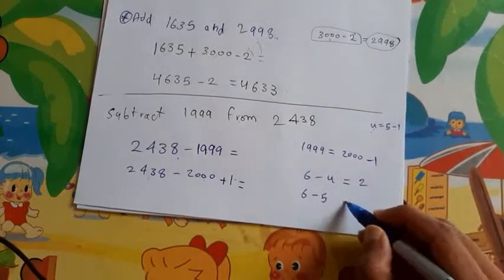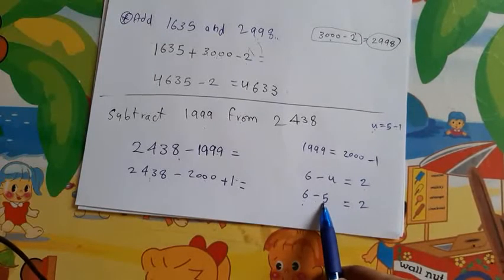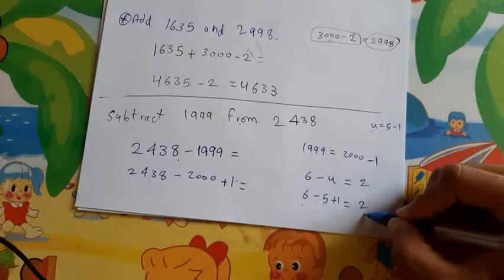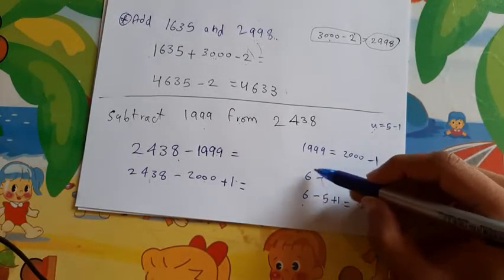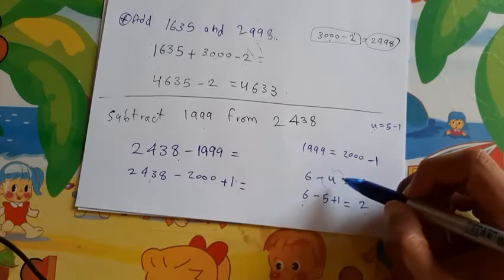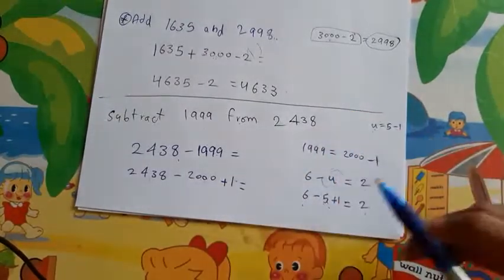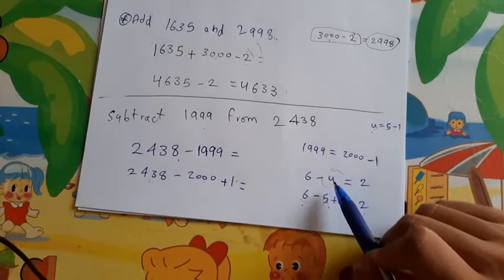I need the answer to be 2, right? So 6 minus 5 is 1, right? Plus 1 is 2, right? So instead of subtracting 4 from the 6, I subtracted 5. I took 5 from the 6, then I add 1 because the 4 is less than the 5.